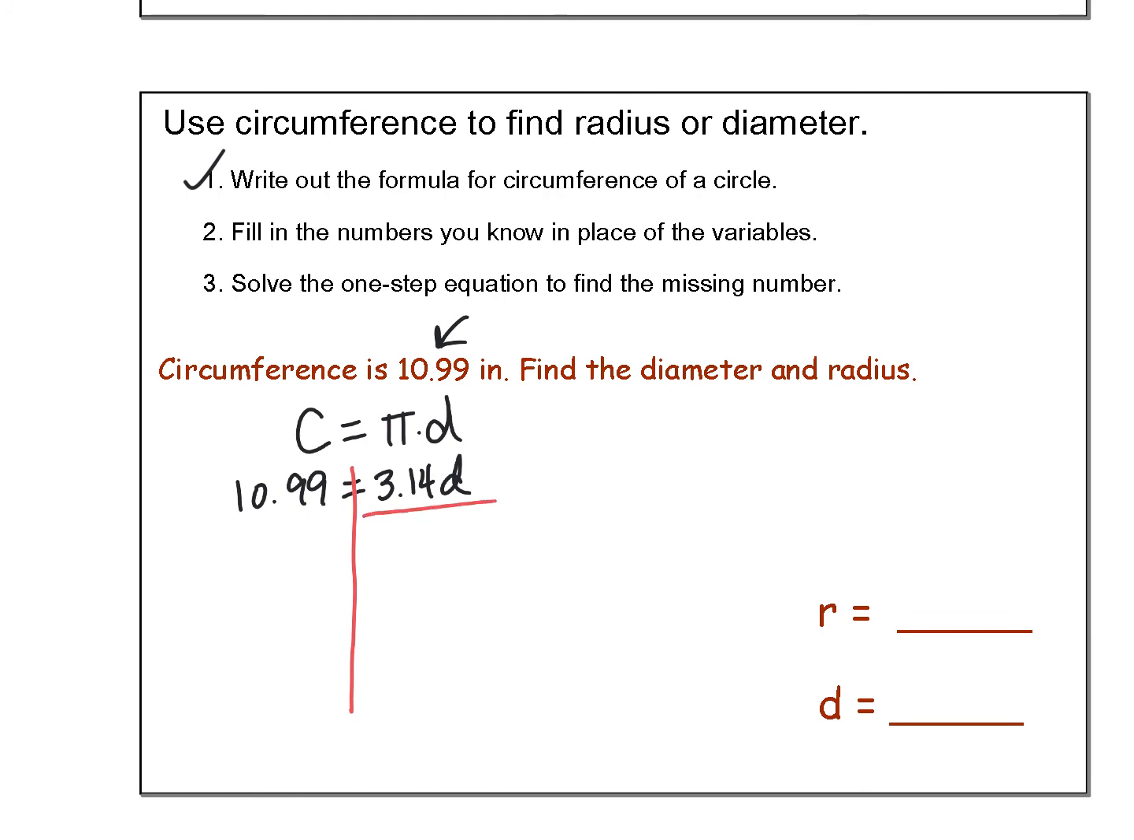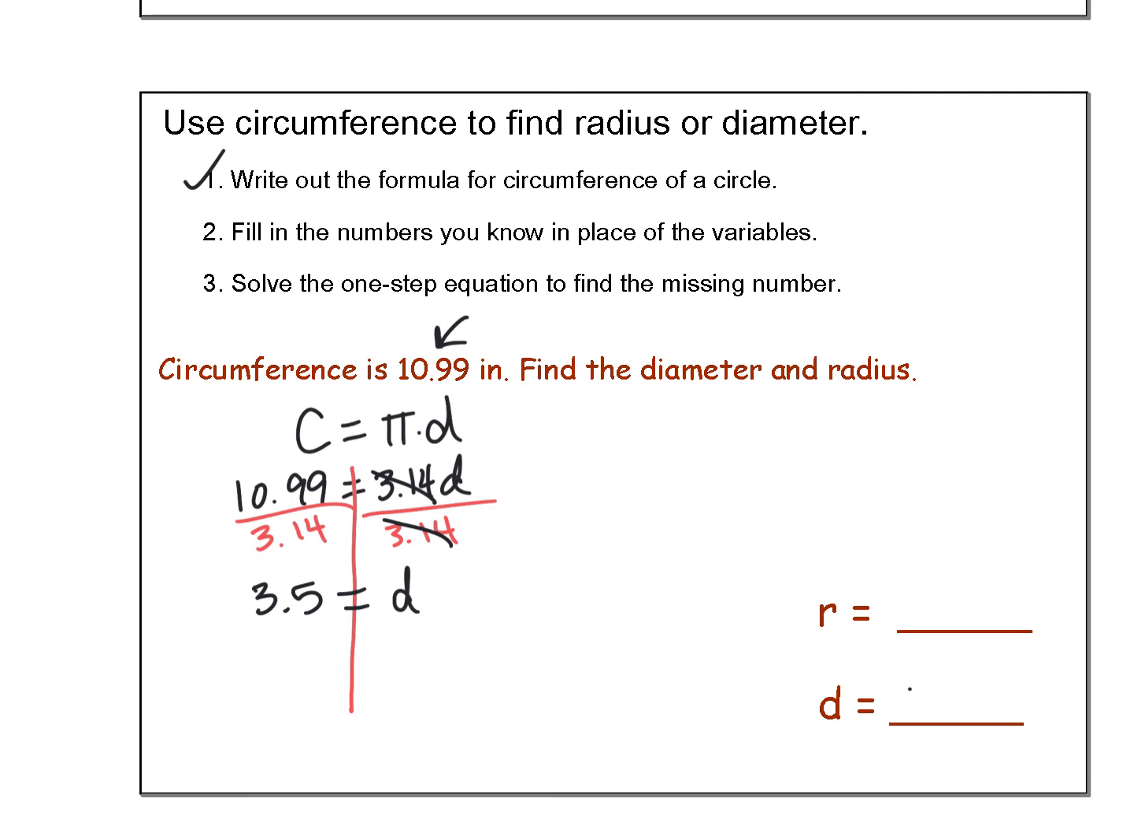So we're going to divide by 3.14 on both sides. And why do I divide by 3.14 on both sides? Because whatever I do to one side, I do to the other. All right, so let's do the right side first. 3.14D divided by 3.14, well, these will cancel each other out, so we're just left with our variable of D. And on my left side, I have 10.99 divided by 3.14, so I get 3.5.